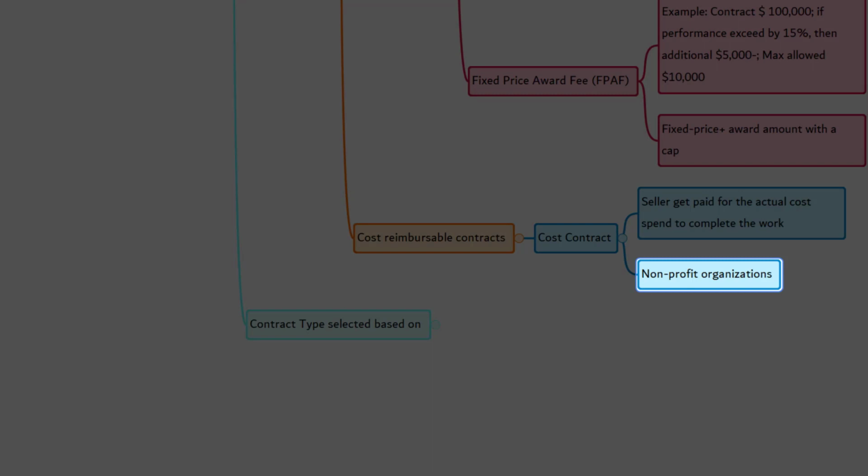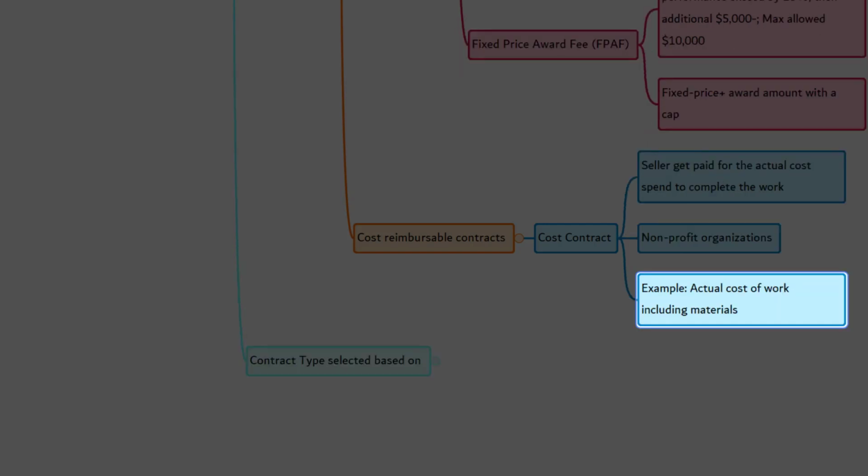This type of contract is typically used by non-profit organizations. There is no profit with this type of contract. The seller is reimbursed but does not make a profit. Contract equals cost for work including material.